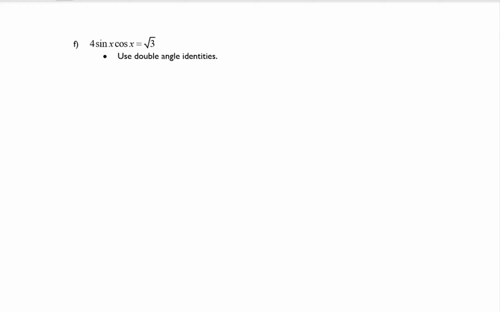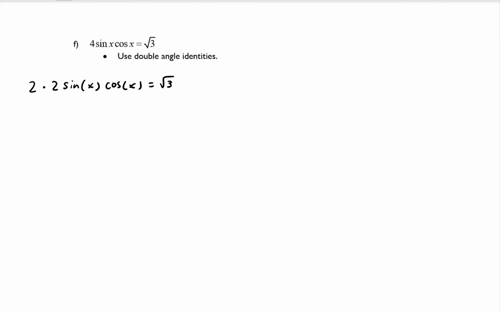Example F wants us to find the solutions to 4 times sine of x times cosine of x is equal to the square root of 3. And our hint here is to use the double angle identities. So I can rewrite the left-hand side as 2 times 2 times sine of x cosine of x is equal to the square root of 3.